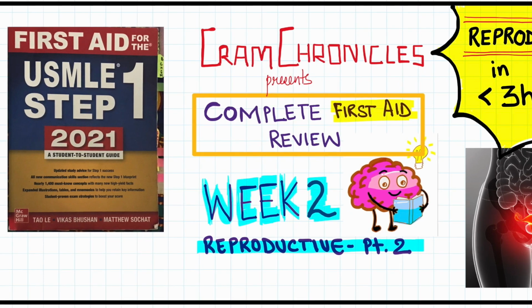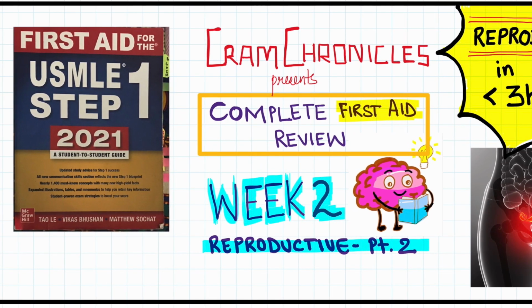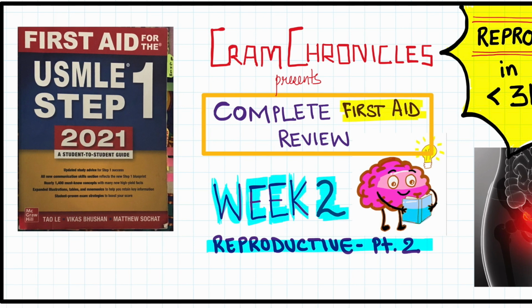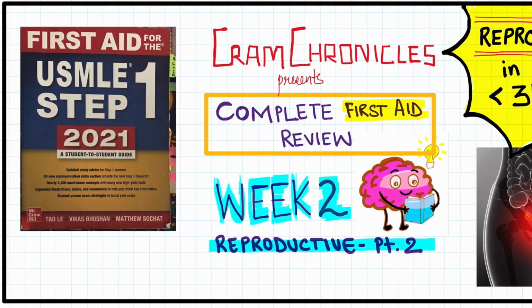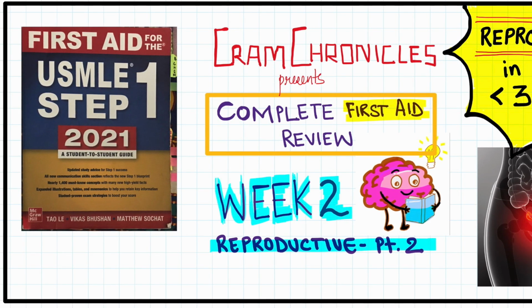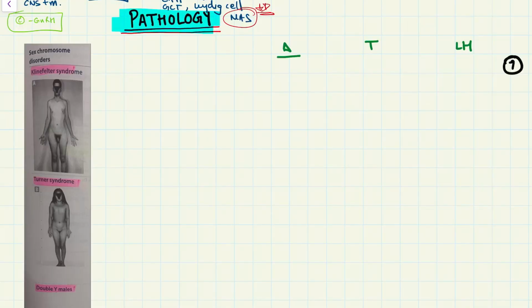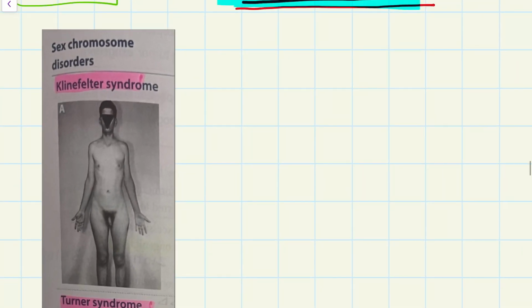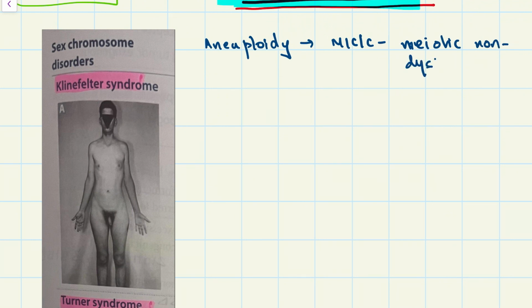So let's start with reproductive pathology, and the first topic in reproductive pathology is sex chromosome disorders. Okay, so the sex chromosome disorders are usually due to aneuploidy, right? And the most common cause of aneuploidy is meiotic non-disjunction. Now let's review the disorders one by one.